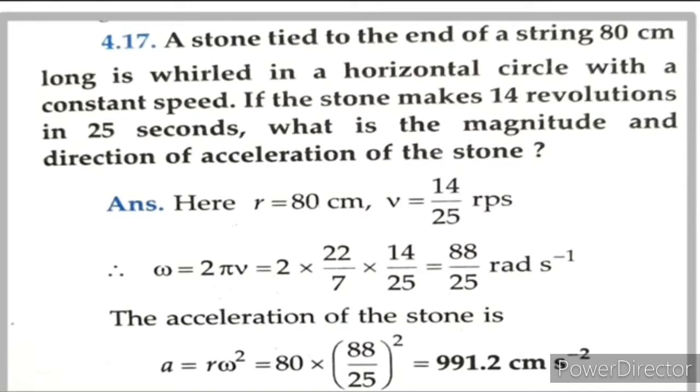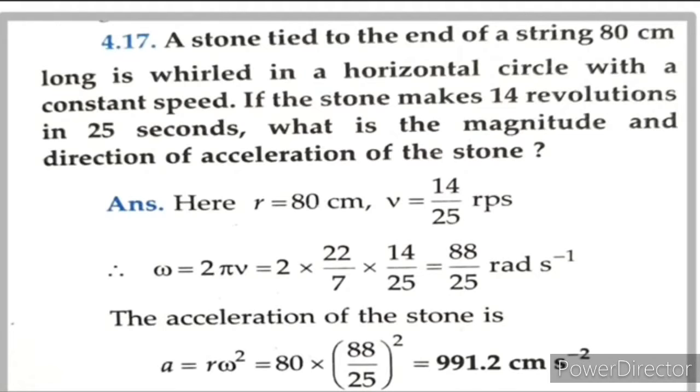It makes 14 revolutions in 25 seconds. So from that data you can calculate what? Omega. What is the magnitude and direction of the acceleration of the stone? So it is easy. If we find omega first, then acceleration is equal to omega square r.